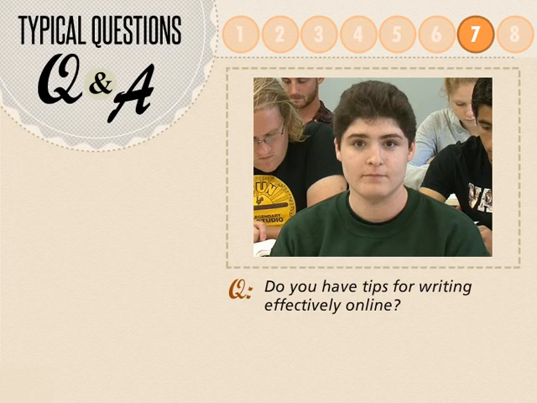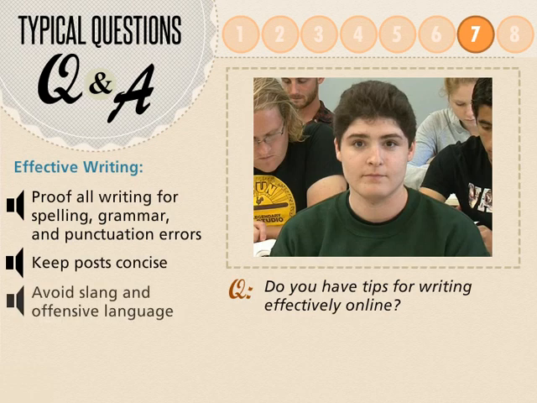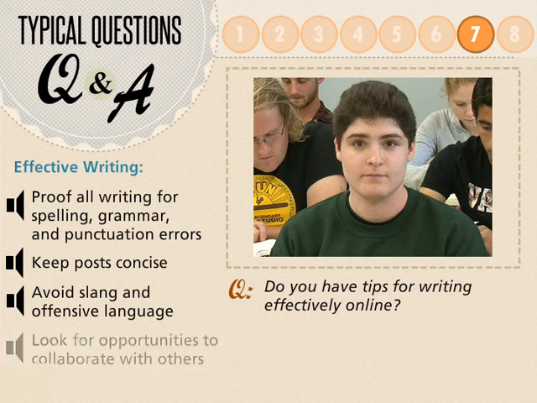If you can write well, you'll already have an advantage in an online course. Effective writing is essential to your success, but we do have some more suggestions that you should find helpful. Always proof your writing for spelling, grammar, or punctuation errors. Keep your posts concise. Avoid slang and offensive language. Look for opportunities to collaborate with other students in the course. If you find you've written a negative comment, try reframing it in a way that is more conducive for creating discussion. It's okay to disagree with someone, but being disagreeable or making personal attacks is not.